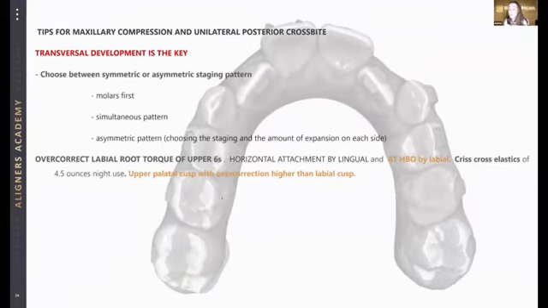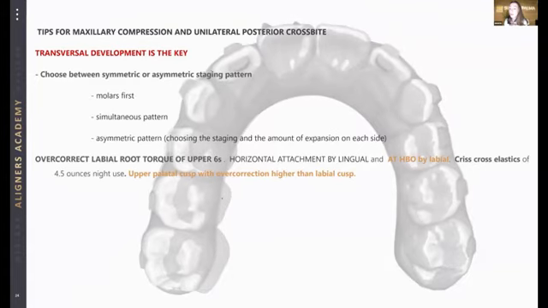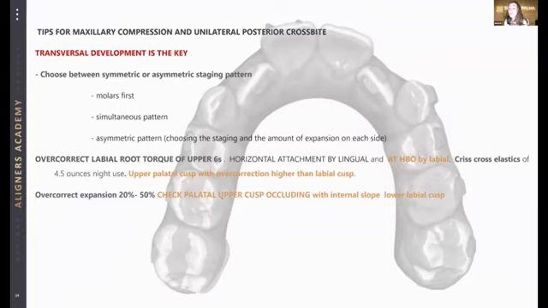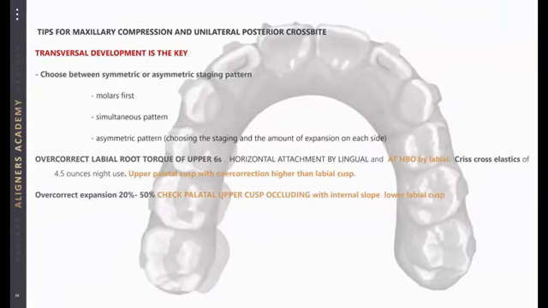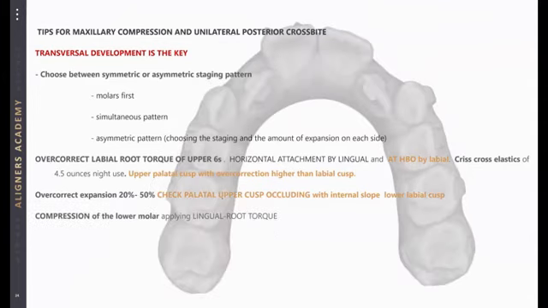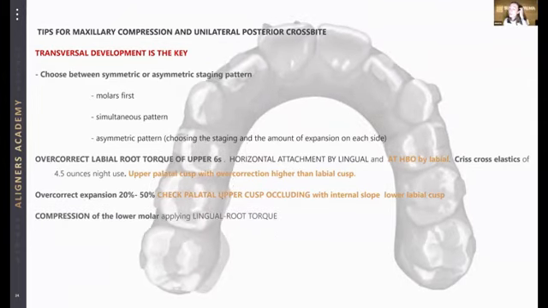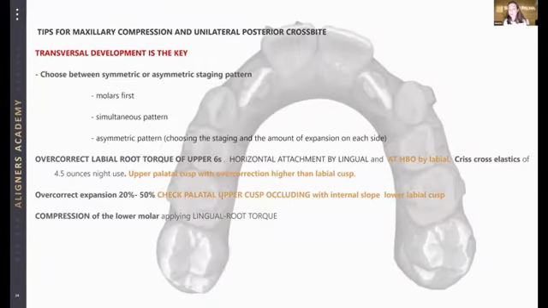We'll need to overcorrect the labial root torque of the molar in all the expansion movements. And for that purpose, if we don't have the optimized attachment, we are going to use horizontal attachment beveled to occlusion. We are going to overcorrect between 20 to 50% the expansion in this case. And we will overcorrect also the posterior crossbite, making some compression on the lower arch.